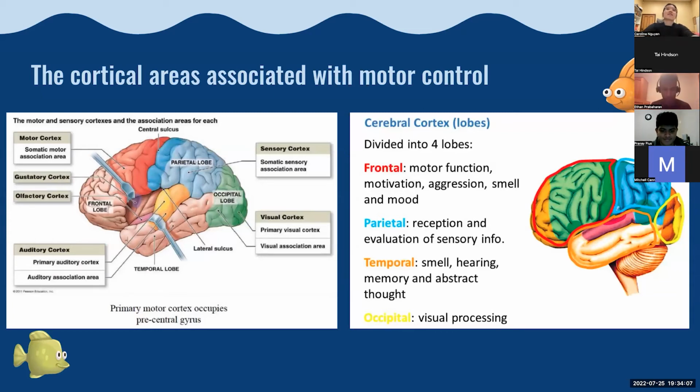Here you can see that there are specific areas of the brain that are specific for different functions. So on this right diagram, you can see that there's frontal for motor function, motivation, aggression, smell, and mood. And the same applies to parietal, temporal, and occipital. On the left, this is a diagram from your lecture. It's sort of the same thing. And so what you'll need to know from here is just that different functions come from different areas of the brain.